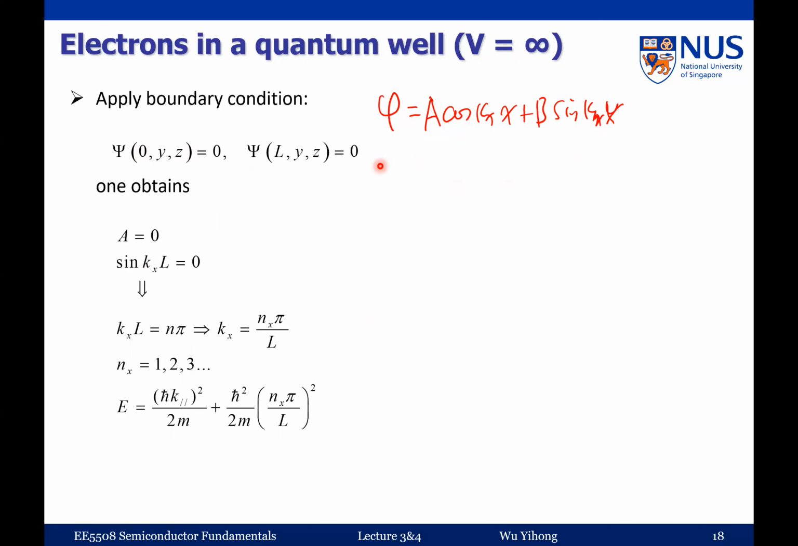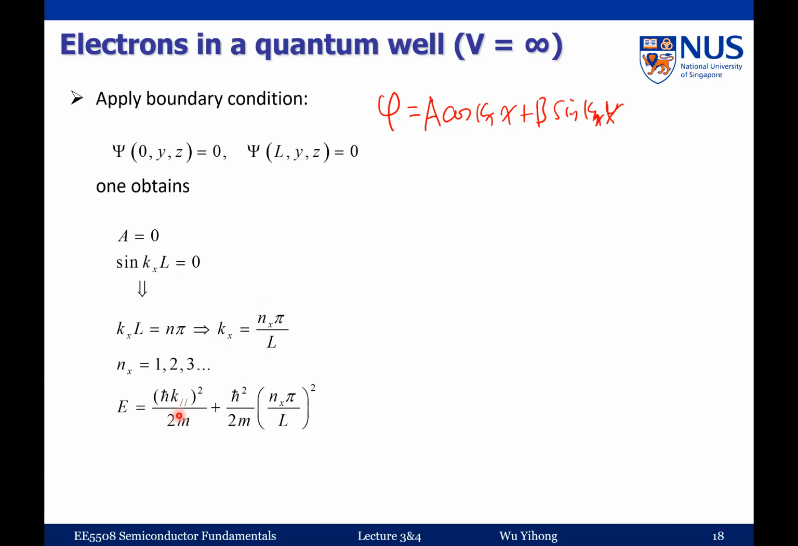Since A is already 0, you only have this term, so you put the L here. So kx L must be equal to 0 at this boundary. You cannot let B be 0, because if B is 0, and A is already 0, this is called a trivial solution. You want a non-trivial, meaningful solution, so you require this sine to be 0, so sine kx L to be 0. This means kx L equals n pi, where n is an integer, and from here you can find that this kx is actually quantized.